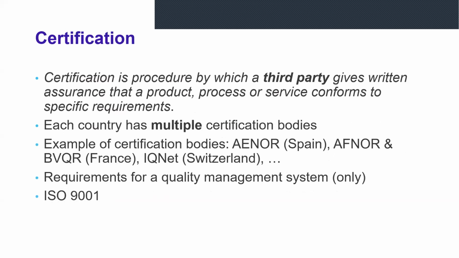So certification is usually a procedure by which a third party gives written assurance that a product, process, or service conforms to certain requirements. So you can have in a country multiple certification bodies. It's interesting, for example, I put several examples there. In Spain, they call it the AENOR. And then in France, they have two, the AFNOR and the BVQR. And then in Switzerland, they have the IQNet. So you can see some countries have one, some countries have two, and so on and so forth.